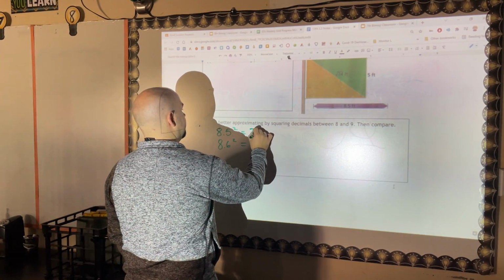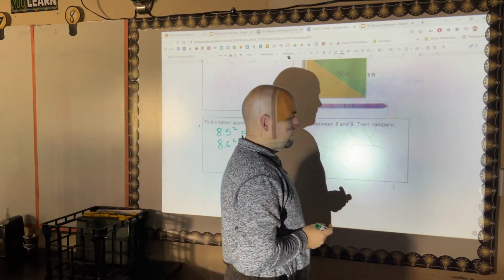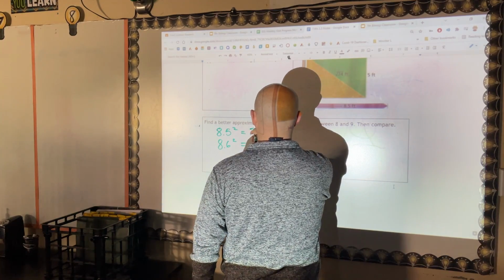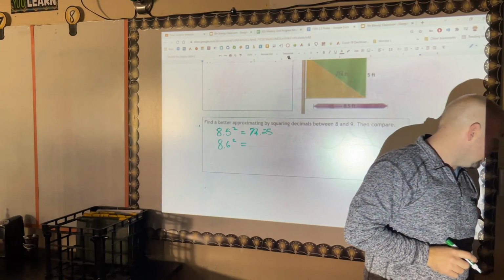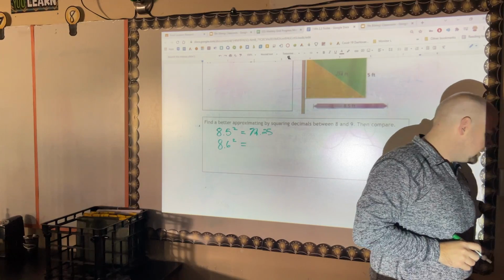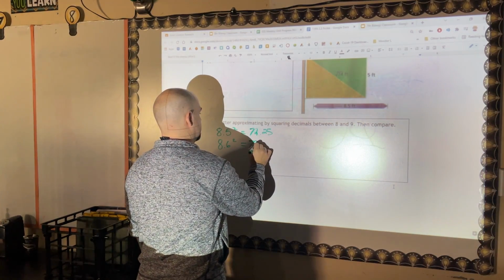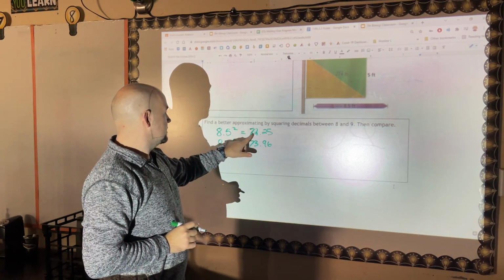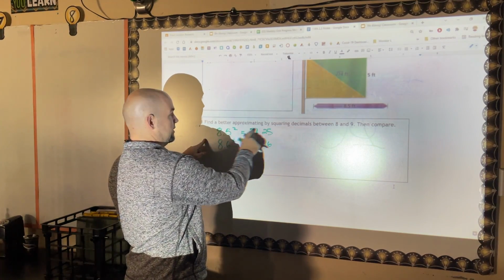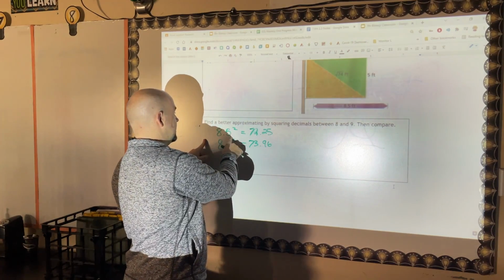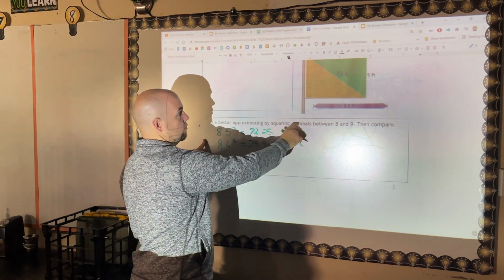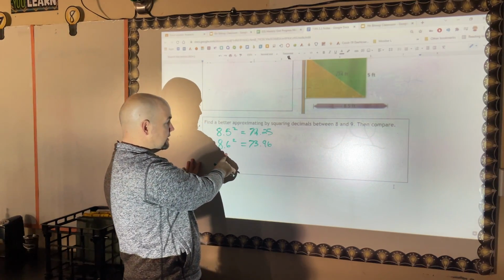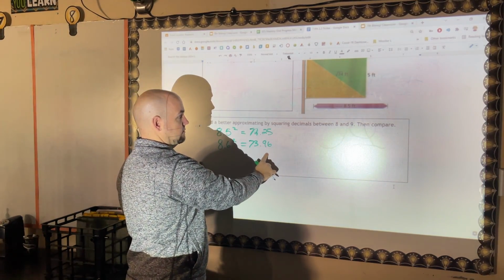8.5 squared is 72 and a quarter. And then the 8.6 squared is 73.96. So if we're looking at this, 8.5, because that's what she has there. If she had 8.5, it would be 72 and a quarter, but it's not quite there. It's really close when we have 8.6 squared is when we get to that.